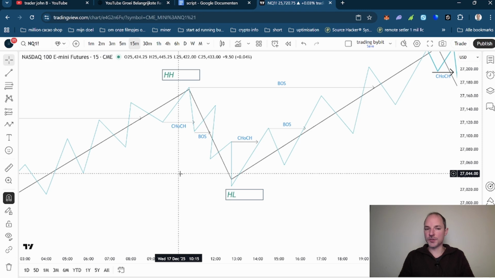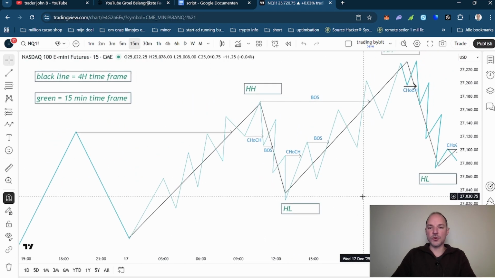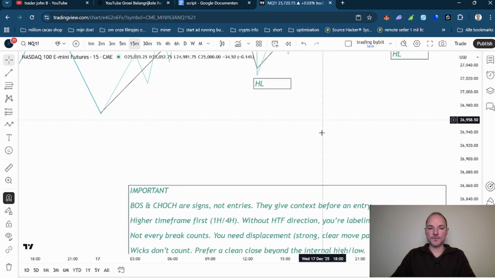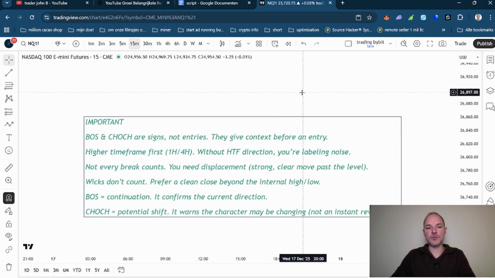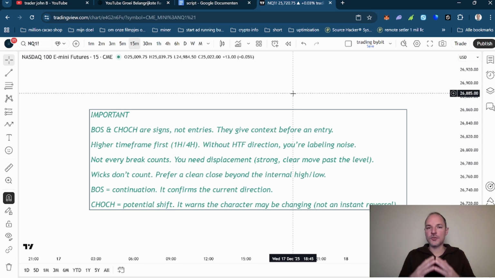Rewatch this multiple times. There's a lot of information in here that you need to understand the context of the market. There are a few important things that we have to tell. First of all, a BOS and a CHOCH are signs. They are not entries. They give context before an entry. This is the market showing you a hint of where the market is headed to. It is not an entry model itself.